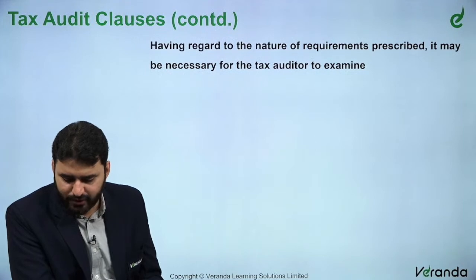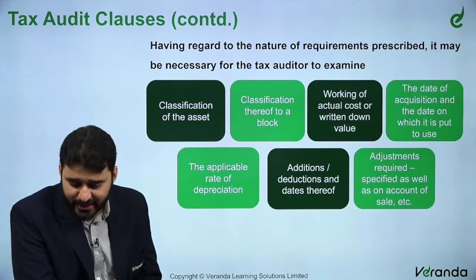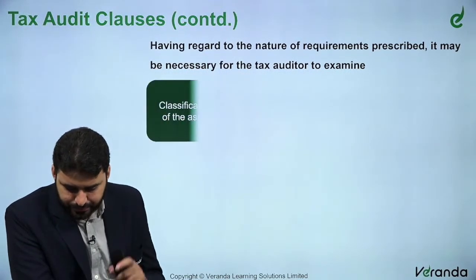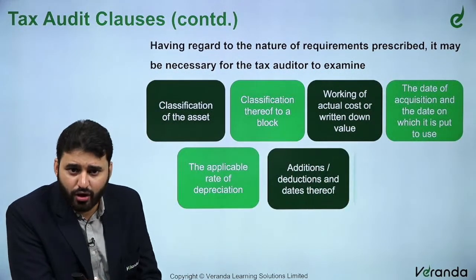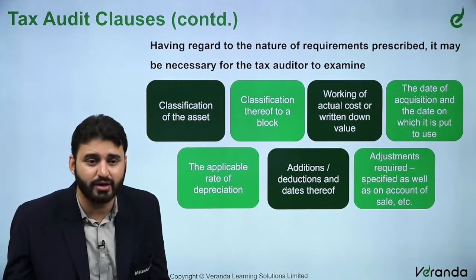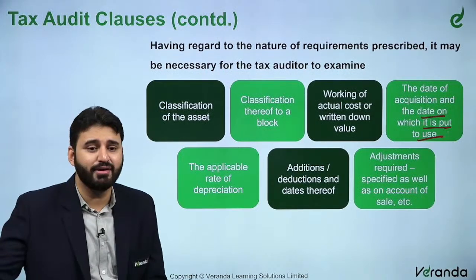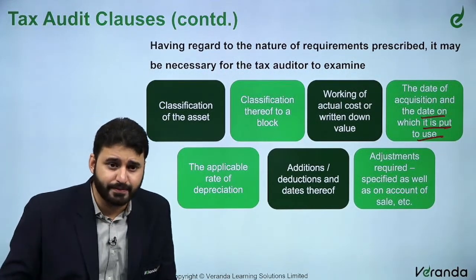Having regard to the nature of requirement prescribed, it may be necessary for the tax auditor to examine the classification of assets, classification thereof to a block, working of actual cost or written down value, the date of acquisition. Very important, we need to check on a sample basis the date on which it is put to use. Now, this is very important: put to use, ready for use.